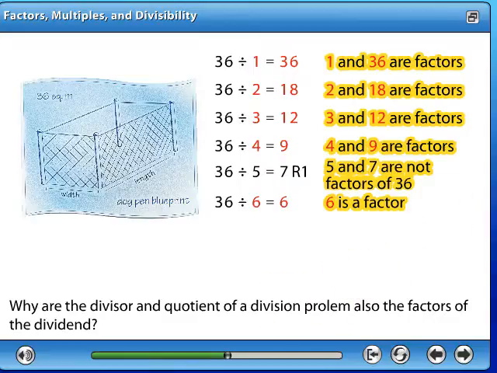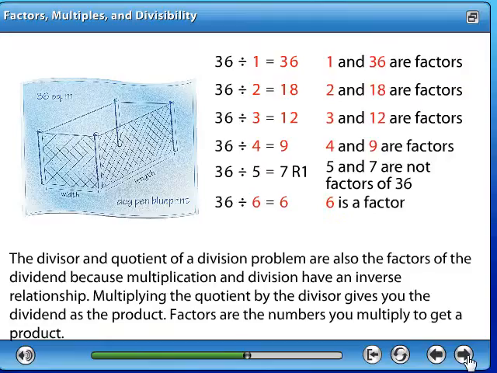Well, we kind of went over that already. But basically, I want you to write this one down. The divisor and quotient of a division problem are also the factors of the dividend because multiplication and division have an inverse relationship. Remember, inverse is like the opposite. Multiplying the quotient by the divisor gives you the dividend as the product, or the answer. Factors are the numbers you multiply to get the product.